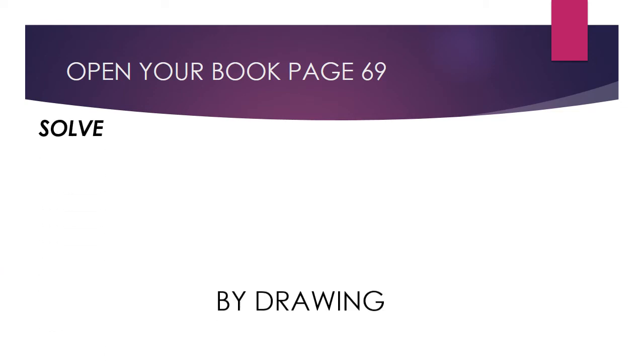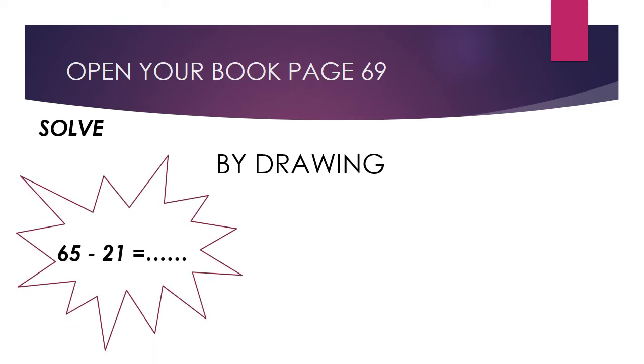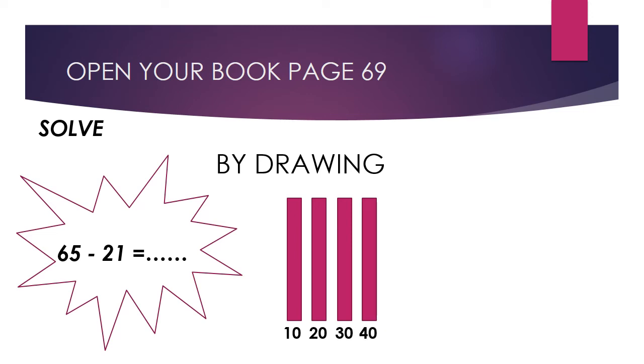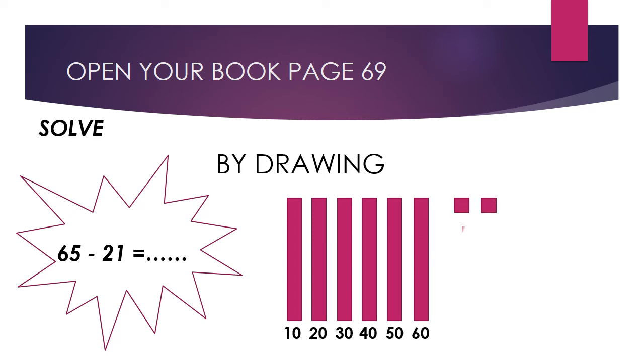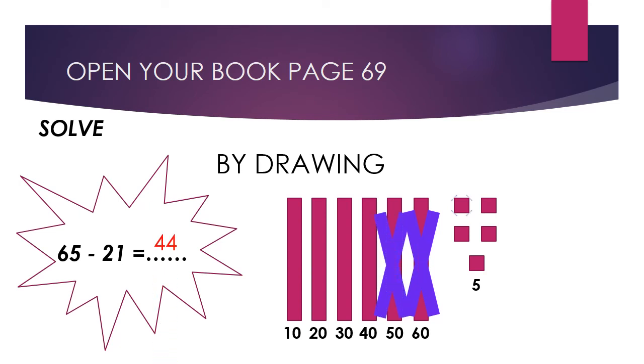How can I solve this problem? I choose drawing. Okay, 65 minus 21. Let's count 10, 20, 30, 40, 50, 60, and 1, 2, 3, 4, and 5 ones. Okay, 65. I want to take away how many? 21. 10, 20, and 1. The answer is excellent. It's 44.